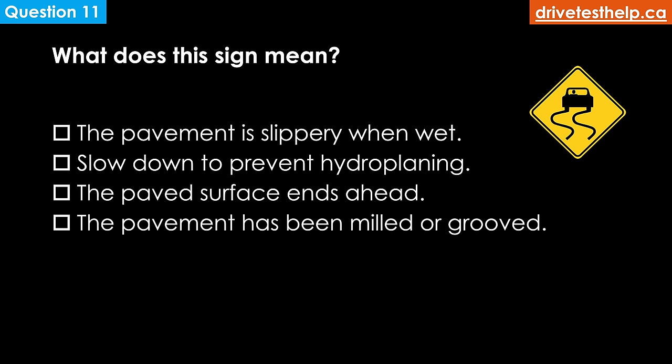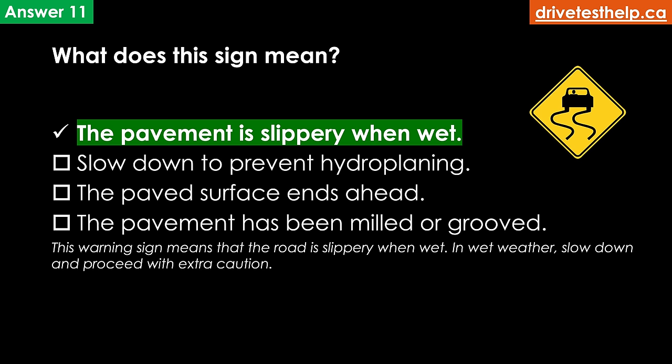What does this sign mean? The pavement is slippery when wet. Slow down to prevent hydroplaning. The paved surface ends ahead. The pavement has been milled or grooved. The correct answer: the pavement is slippery when wet. In wet weather, slow down and proceed with extra caution.